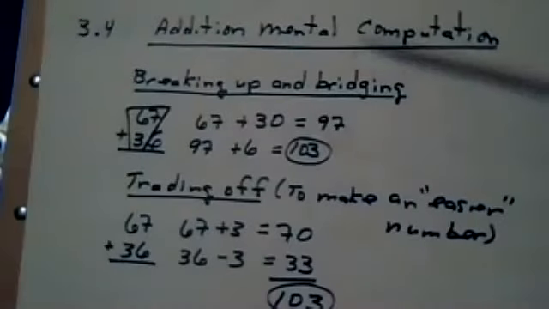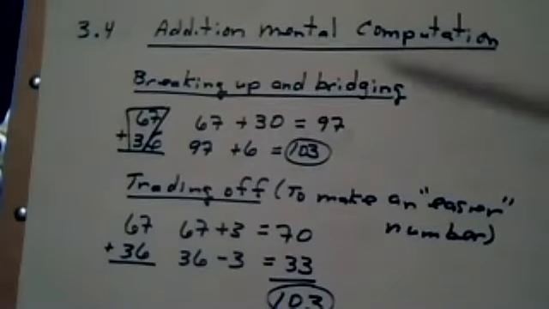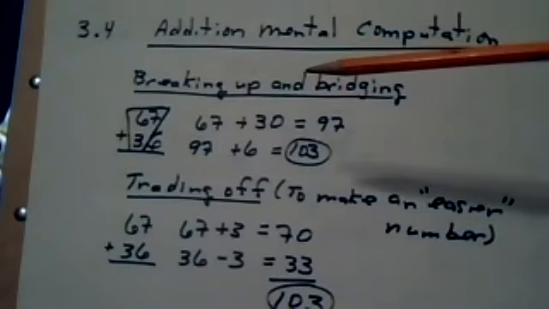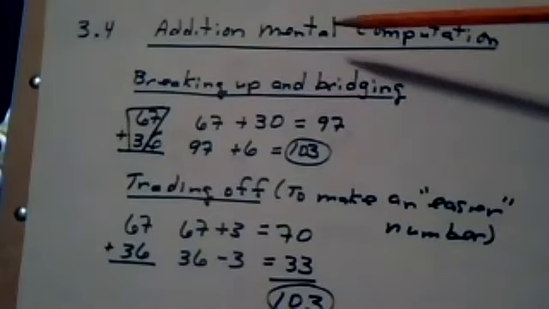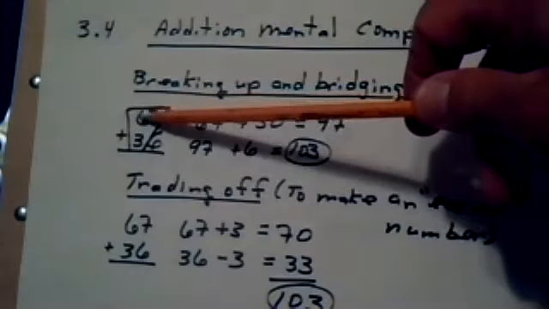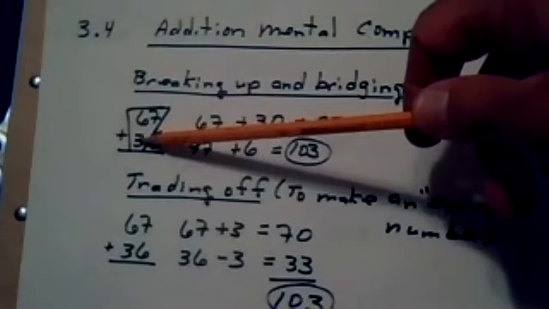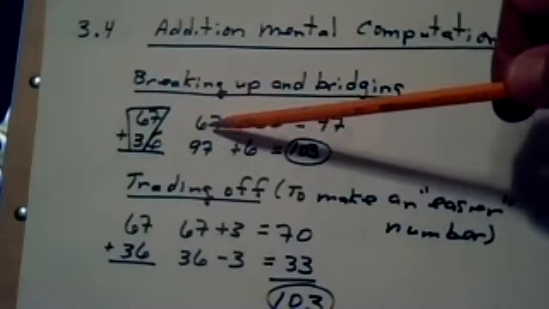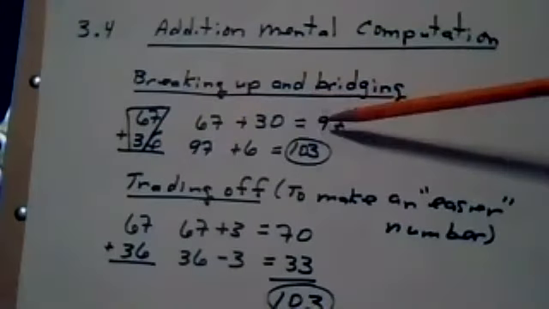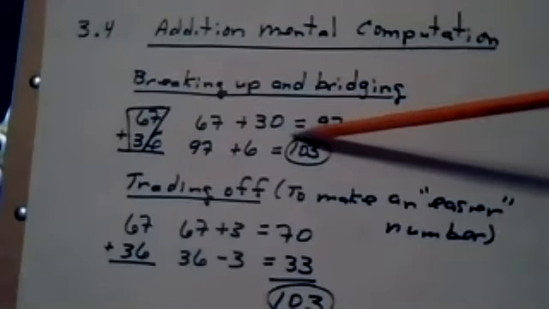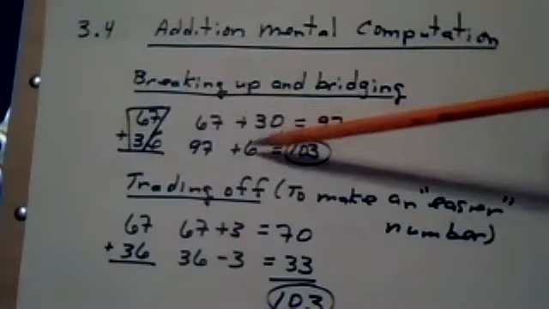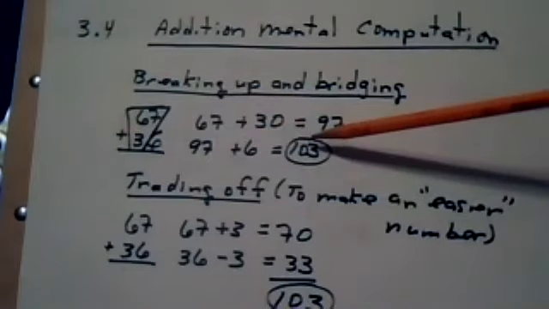Addition, mental computation. So this is to help us do it quick. And you get to pick the one that's most convenient for you. This one's breaking up and bridging. So I put a triangle. Notice I took the whole 67 and this 3. So 67 plus 30, because this 3 is in the 10's position. That's 97. Then this 97, you bring it down here, and add the 6 that we had not added yet. So 97 plus 6 is 103.